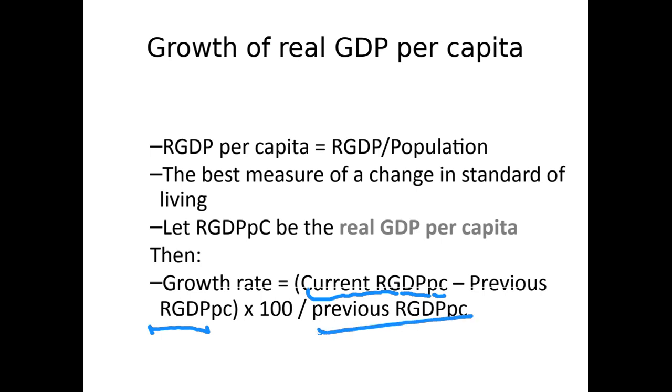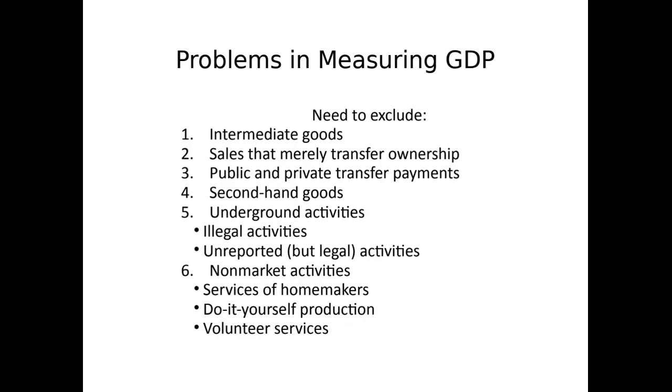Now, problems in measuring GDP. Some of these goods and services will not be included in GDP. Remember, inventory investment will be included. So if you're unable to sell in that specific year, you will put it in your inventory. That inventory investment will be included in GDP. These are the items that are excluded from GDP. Number one, intermediate goods.